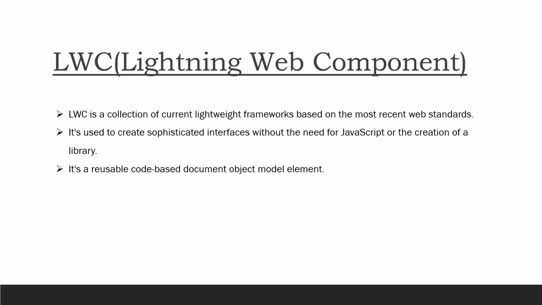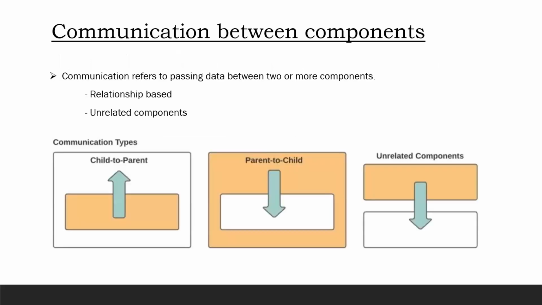Based on your use cases, you can build either a standalone component or a component that communicates with two or more components. Communication between two or more components refers to passing of data between them. It can be achieved either in a relationship-based or an unrelated way. Relationship-based can be parent to child or child to parent. Unrelated is the communication between components independent of each other. Today, I will brief you further about parent-to-child communication.